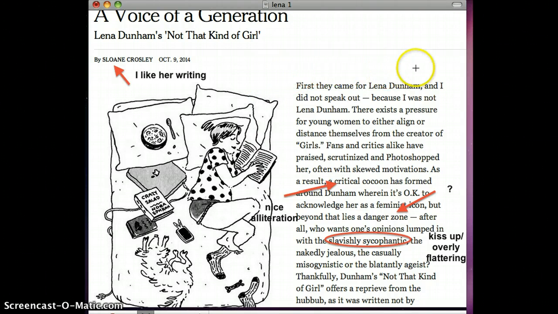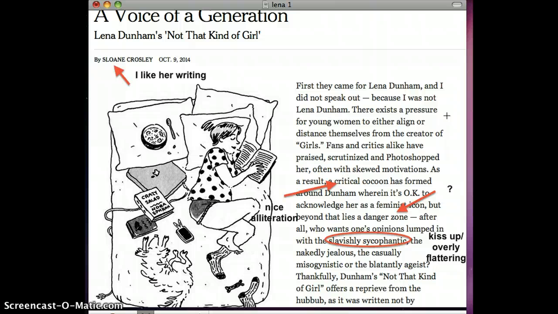First they came for Lena Dunham, and I did not speak out because I was not Lena Dunham. There exists a pressure for young women to either align or distance themselves from the creator of Girls. Fans and critics alike have praised, scrutinized, and photoshopped her, often with skewed motivations. As a result, a critical cocoon.